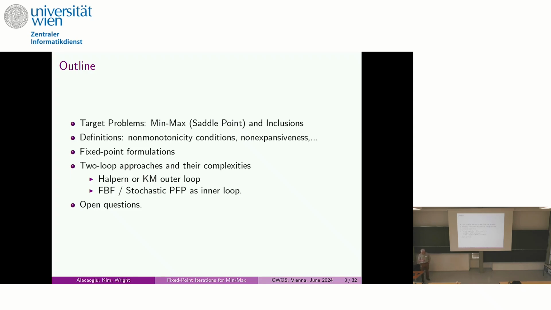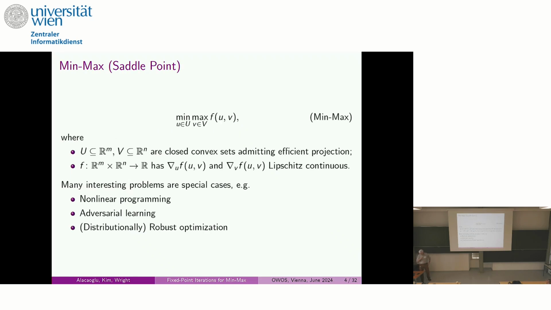Then I'll talk about how we formulate these problems as fixed point problems for the purpose of designing these two-loop algorithms. These are algorithms with an outer loop and an inner loop. All the ingredients are fairly standard here, but they're assembled in possibly somewhat novel ways. The outer loop is either a Halpern or KM method, I'll say what KM means in a moment, in an inexact version of those two methods, and the inner loop is just Paul Tseng's forward-backward-forward method for monotone inclusions. And then, if I get time at the end, I'll talk about some open questions.